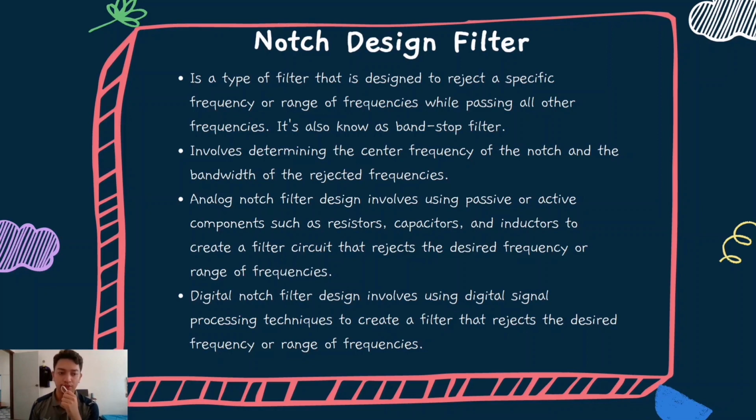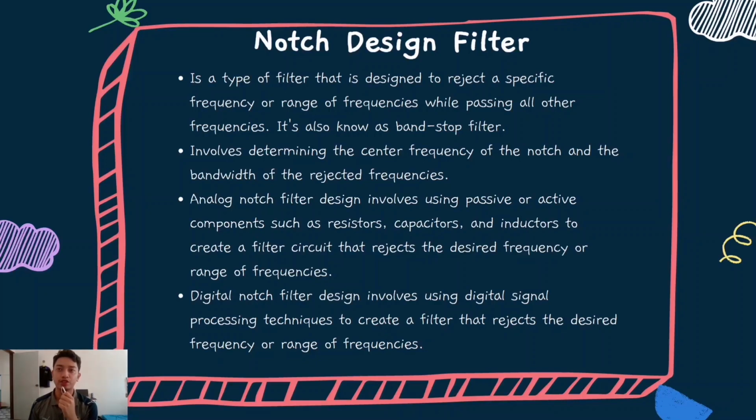Analog notch filter design involves using passive or active components such as resistors, capacitors, and inductors to create filter circuits that reject the desired frequency or range of frequencies. Common analog notch filter topologies include twin T, multiple feedback, and active notch filter. Digital notch filter design involves using a digital signal processing technique to create a filter that rejects the desired frequency or range of frequencies.